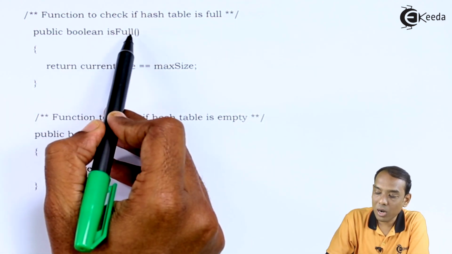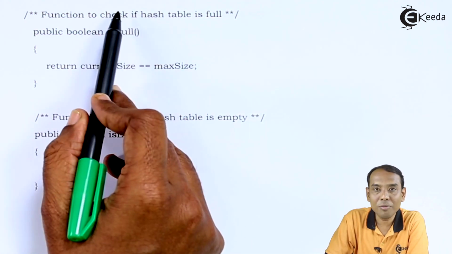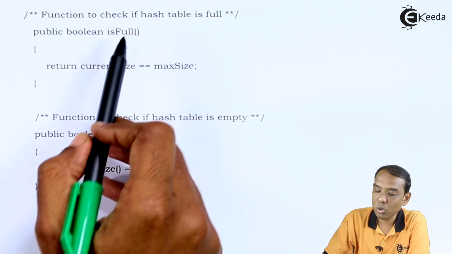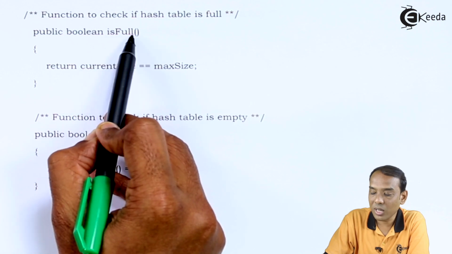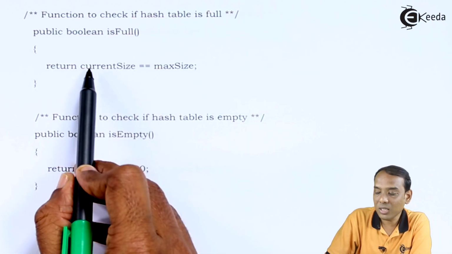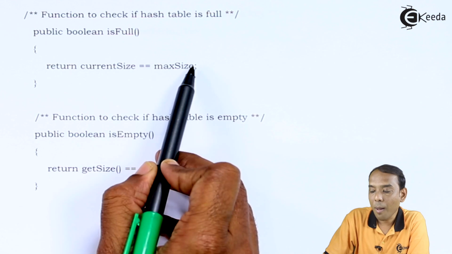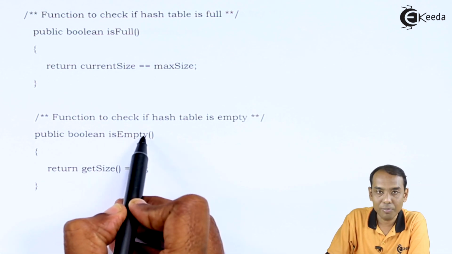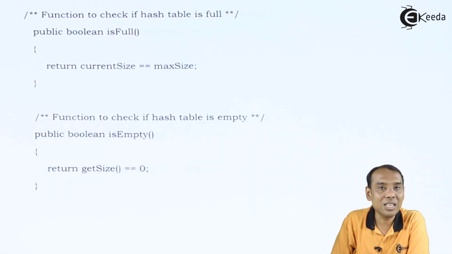I have defined a function called isFull. The hash table is full when current size equals max size, that is, when the capacity is full. So the function isFull returns whether current size equals max size. In a similar pattern, we check whether the hash table is empty or not. We define a function called isEmpty. In that, we get the size, that is, we return the value of the variable current size. If it comes out to be 0, it means there are no key-value pairs present in the given hash table.